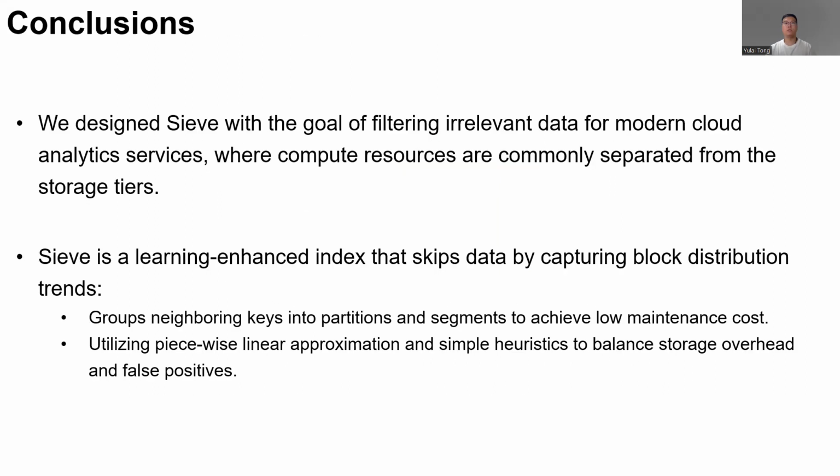In this talk, we introduce SIEV, a novel index designed to optimize data skipping for modern data analytics services. Unlike existing solutions, SIEV groups contiguous keys into partitions and segments, effectively reducing storage costs. Moreover, by capturing patterns in block distribution, SIEV is able to balance storage overhead and false positives caused by the grouping process.